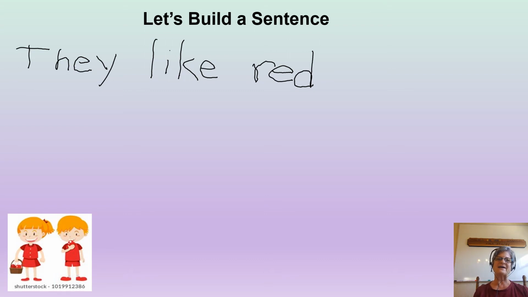Now, let's go back and read. Good readers always go back to read as they're writing so they don't make a mistake. It goes, they like red. So far, that's what I meant to write. My next word is prunes. Now, prunes is a kind of vegetable. A prune is a kind of vegetable. We're writing prunes, which is more than one prune. Okay? I mean, it's not a vegetable, it's a fruit. Excuse me.